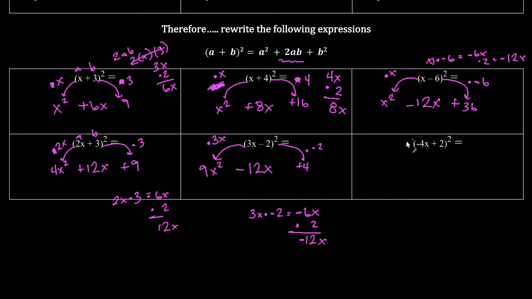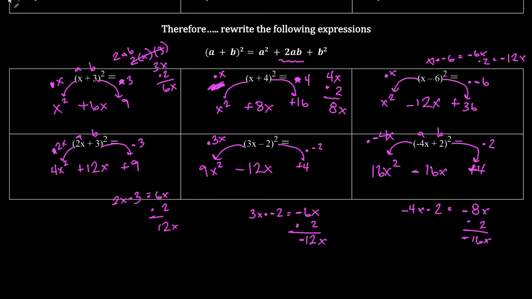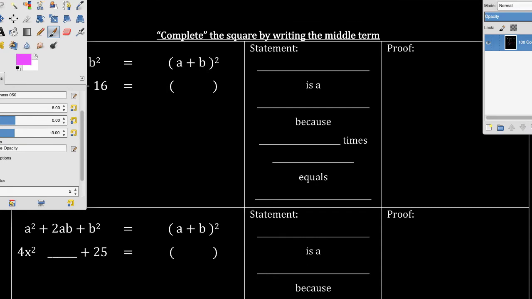Let's do one more. Negative 4x times negative 4x. Since negative times negative is a positive, 4 times 4 is 16. X times x is x squared. Positive 2 times positive 2 is positive 4. All right, so let's multiply a and b. Multiply negative 4x times 2, and I get negative 8x. Remember, I'm going to have 2 of them, so I get negative 16x, so minus 16x. All right, let's learn how to complete these.